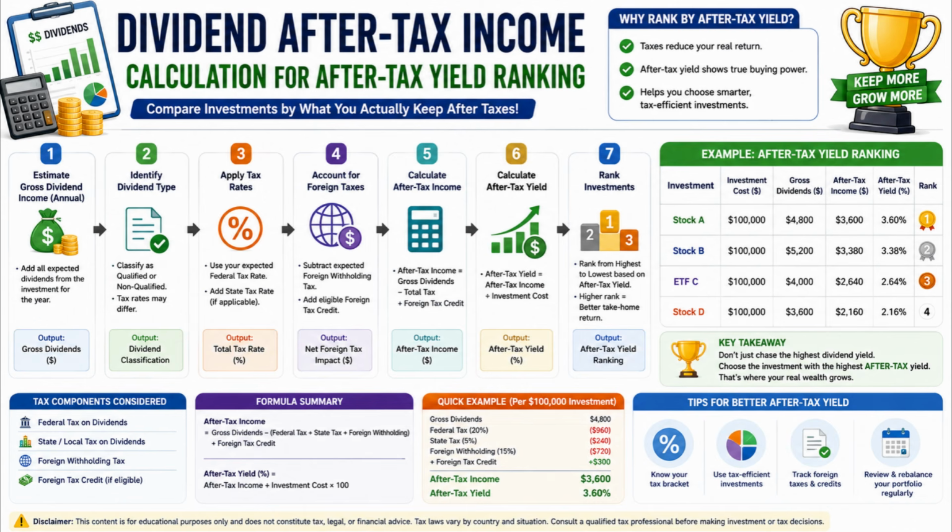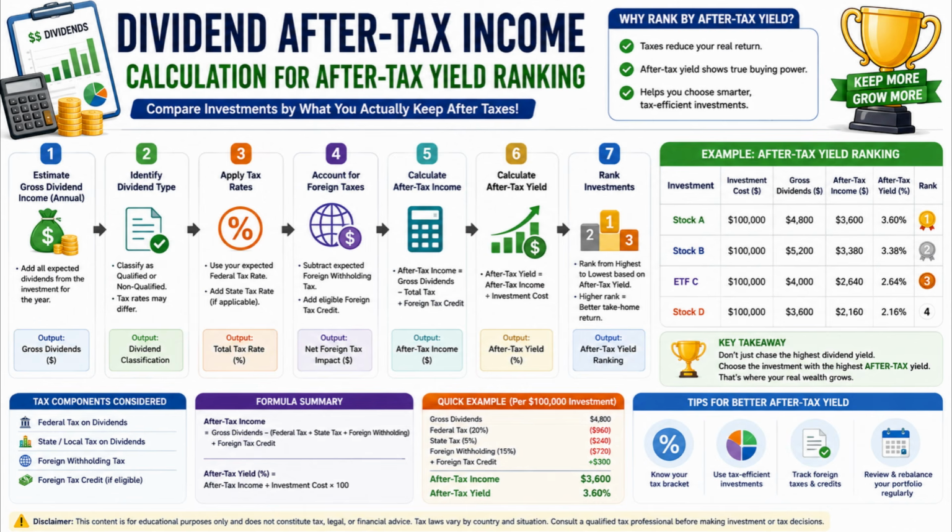Once the tax items are included, calculate after-tax income. A simple formula is after-tax income equals gross dividends, minus federal tax, minus state tax, minus foreign withholding, plus eligible foreign tax credit. This gives you the real dividend income that remains after the main tax effects are considered.